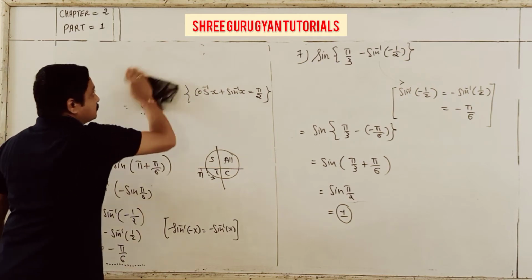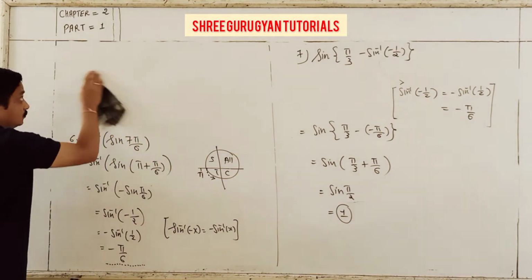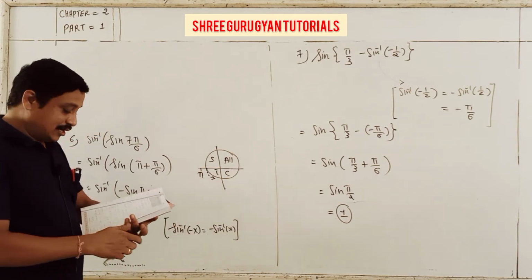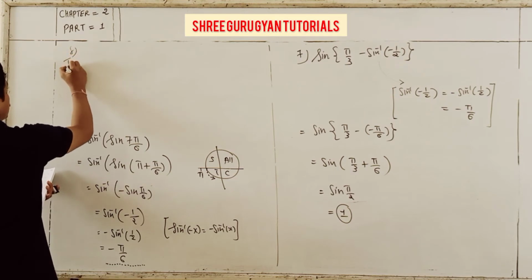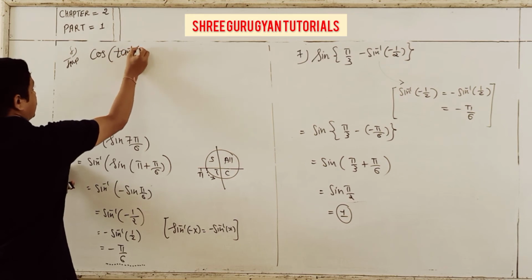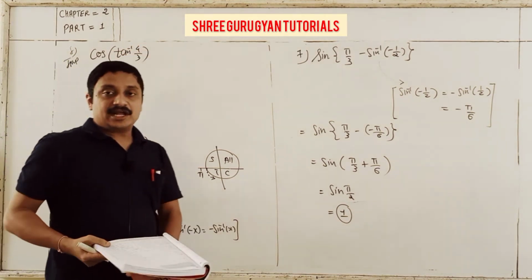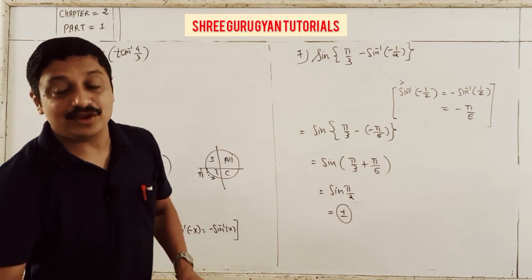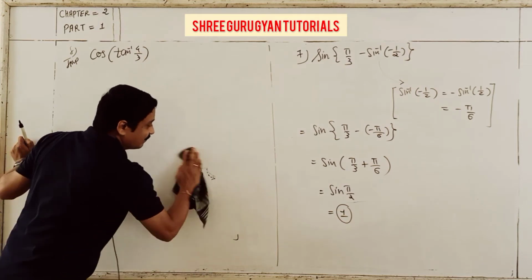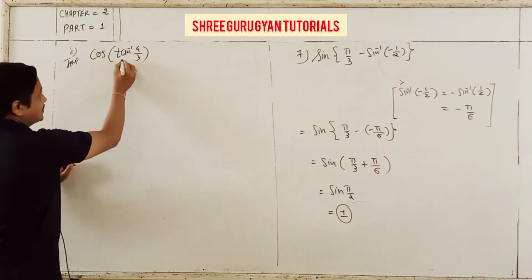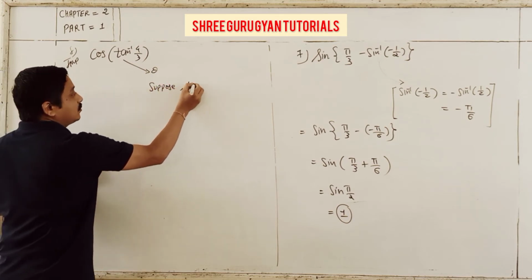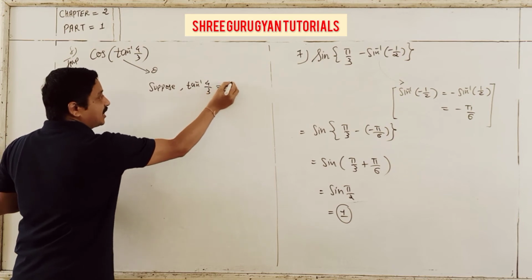Question 8. My 8th, yes, has also already been asked in exam, so tick mark in IMP. 1 mark question. Cos of tan inverse 4 by 3. Now tan of what is 4 by 3? We don't know, so I define it by the triangle property. Consider, suppose, tan inverse 4 by 3 is theta.